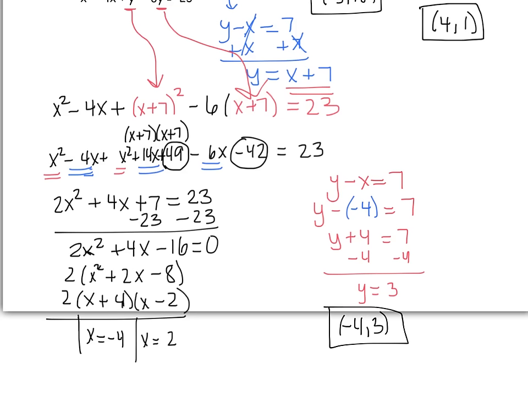Now let's use that same equation and plug in the other x value of 2. And now let's solve. y equals 9. So again, my final answer with an x and a y is going to be 2, 9.